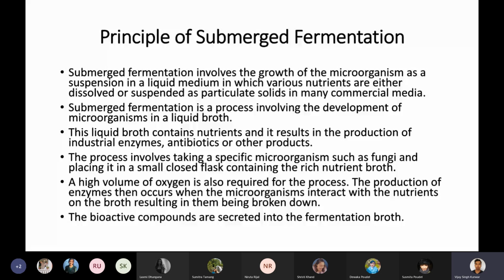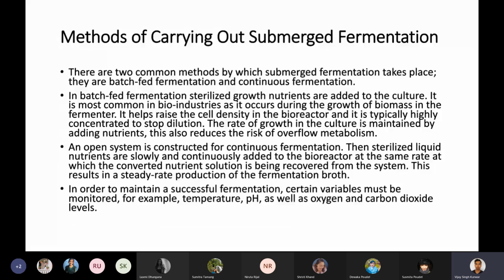So what is the method of carrying out submerged fermentation? There are two common methods by which submerged fermentation takes place: the batch-fed fermentation and the continuous fermentation, right? So there is this batch process and there is the continuous process. In the batch-fed fermentation, sterilized growth nutrients are added to the culture. It is the most common in bioindustries as it occurs during growth. The biomass is in the fermenter, so it helps raise the cell density in the bioreactor.